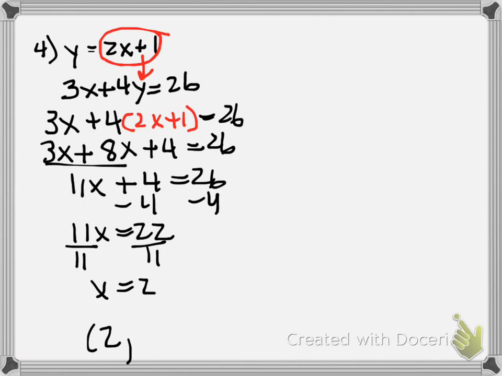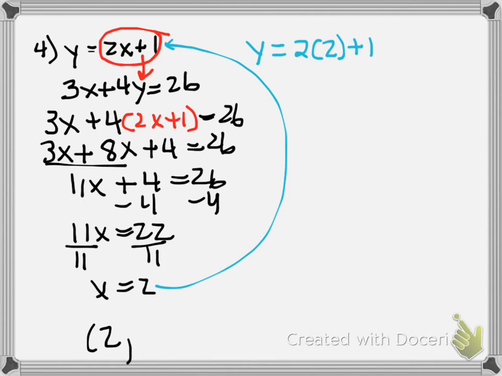Notice how math is now becoming more complicated because there's more to do. Substitute it into this equation. We get y equals 2 times the x value of 2 plus 1. Because that's what I want to do, is figure out what's the y value when x equals 2. We get y equals 5. And that becomes the second part.